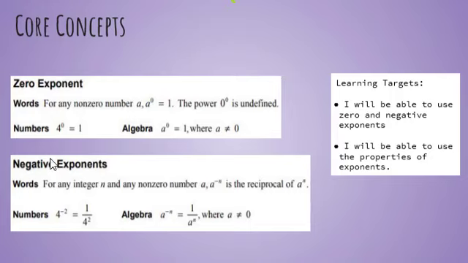So in our core concept, first we're looking at the zero exponent. Anytime you have an exponent of zero, your term is always going to simplify to 1.